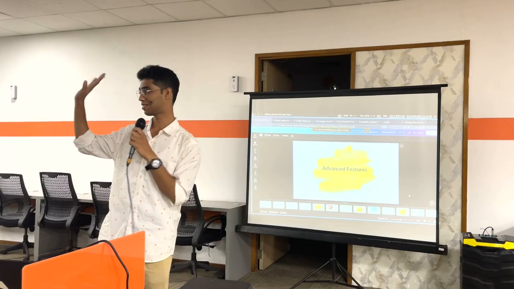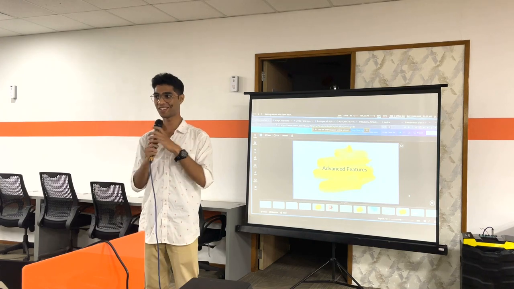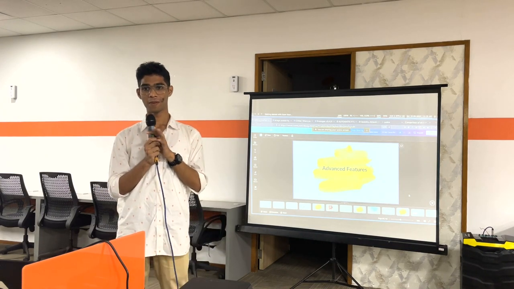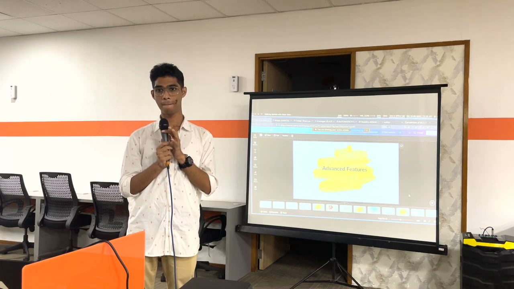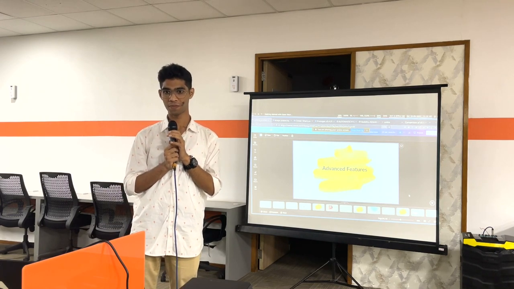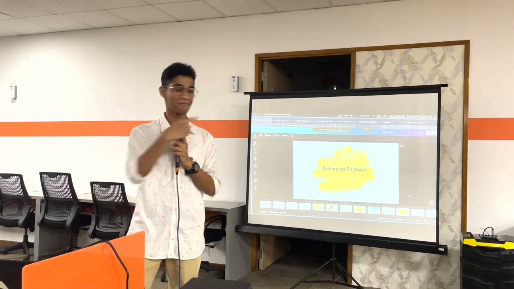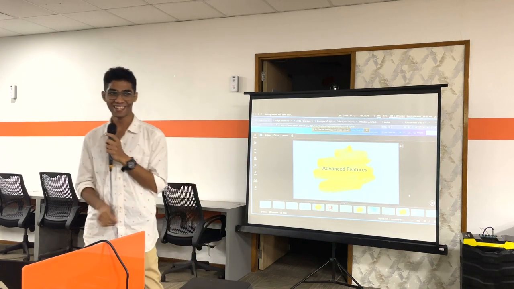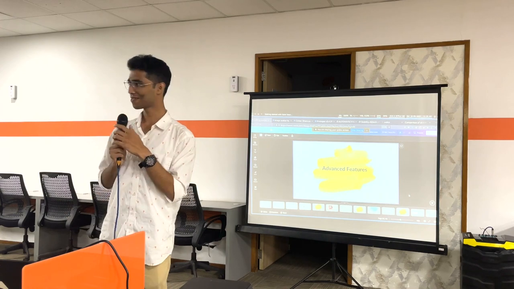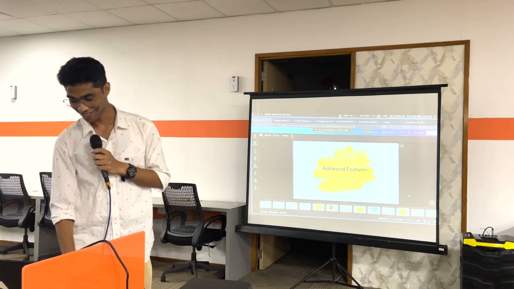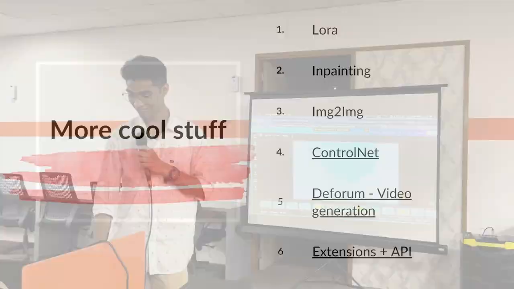Before that, is there any question? Is anything not clear? Is there anything I should explain more? Yeah, just a question. Can you impose a style on an image that you took yourself with Stable Diffusion? Yeah, sure. We can do that actually. How does that work? We're going to be covering that in the advanced section. Okay, is there any other question? No? Okay, good. So let's move on to the advanced section.